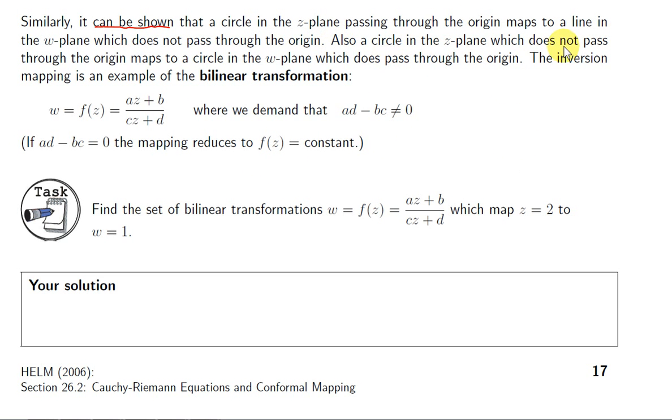What about circles that do not pass through the origin? Well, I won't go through that in this video, but I will say that this line here is mistaken. It says here that a circle in the z-plane which does not pass through the origin maps to a circle in the w-plane which does pass through the origin. Well, that's not correct, so we just ignore that.